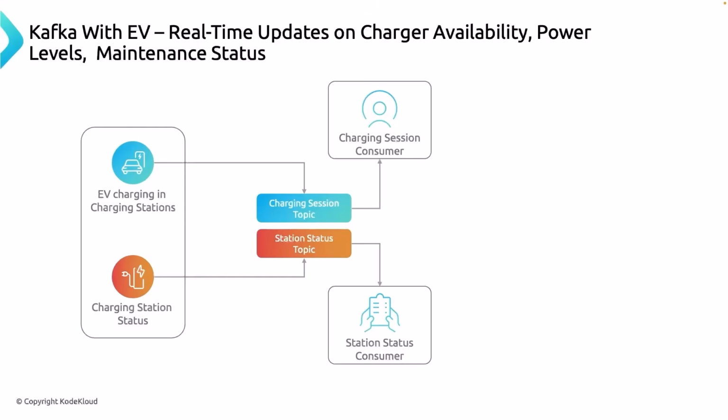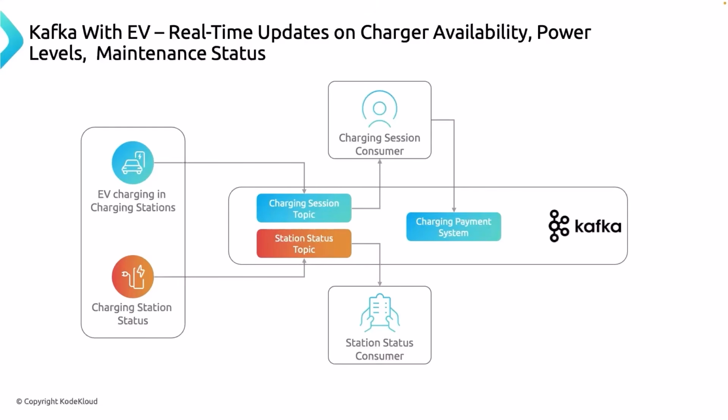Now, let us imagine that all the information related to the station status topic can be aggregated and we can send this to an app where a consumer can see it. Now next is somebody has used the charging station and they finish charging.